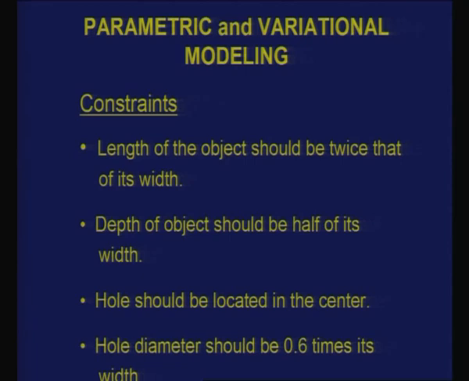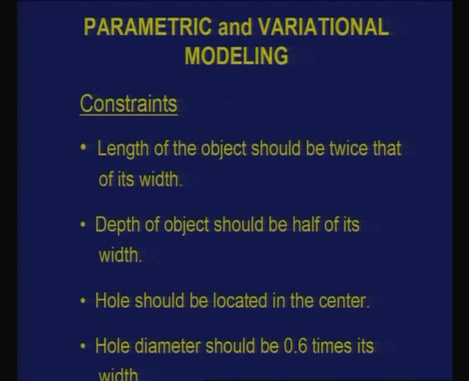Now, in parametric and variational modeling, what is done is I have those 6 parameters which are used to define the object uniquely. Designer may impose certain constraints. Like, if you are in a design situation and I have to arrive at a final geometry, usually you do not give all the final dimensions of a geometry.